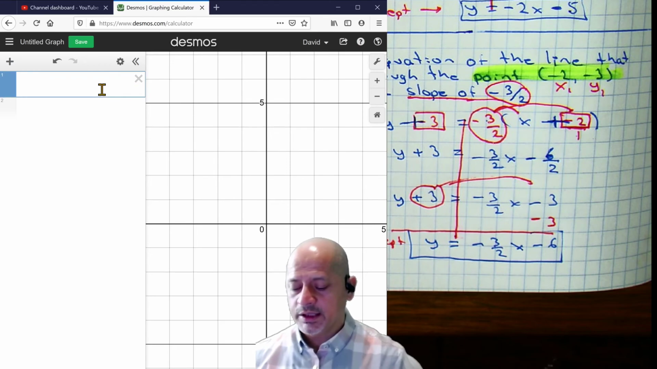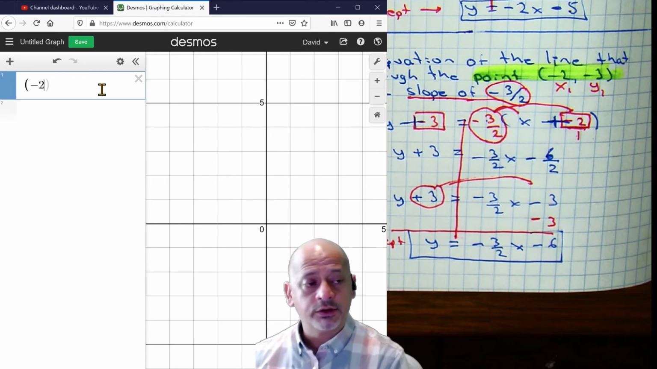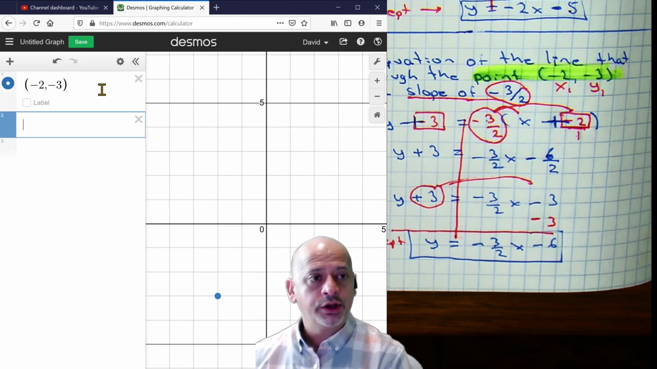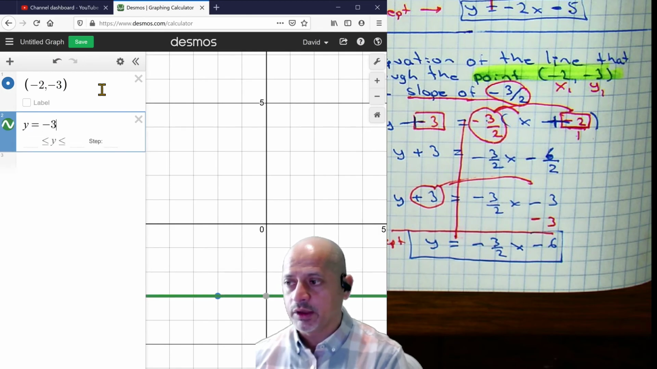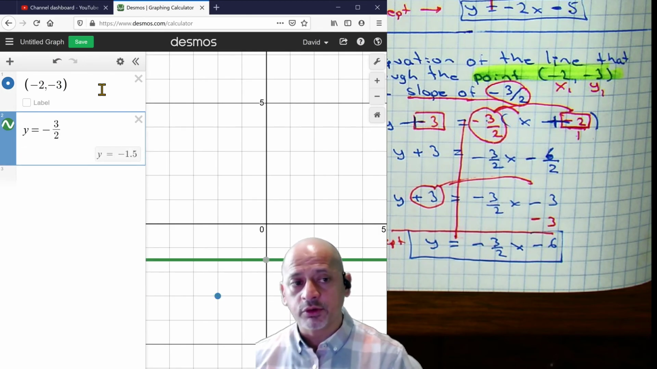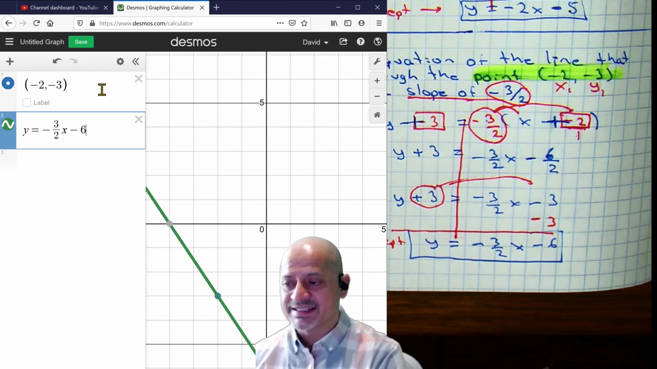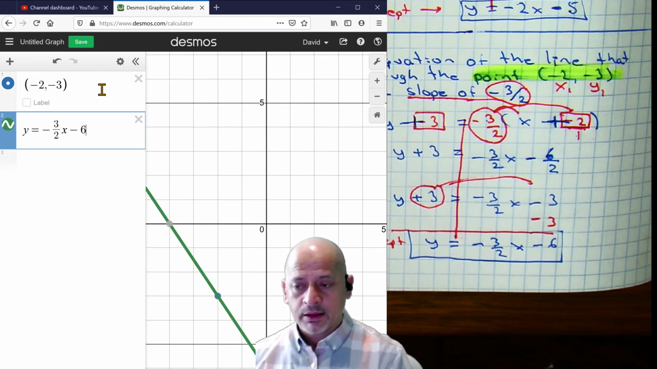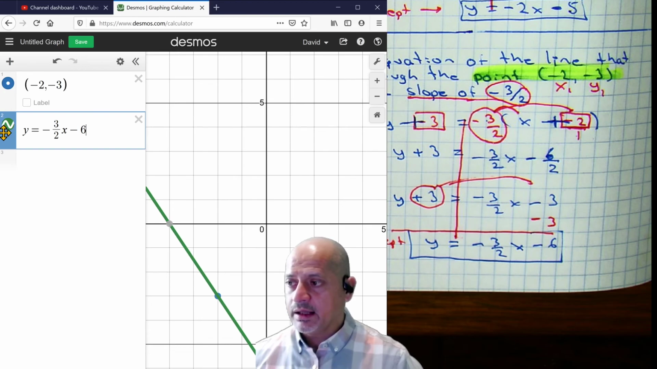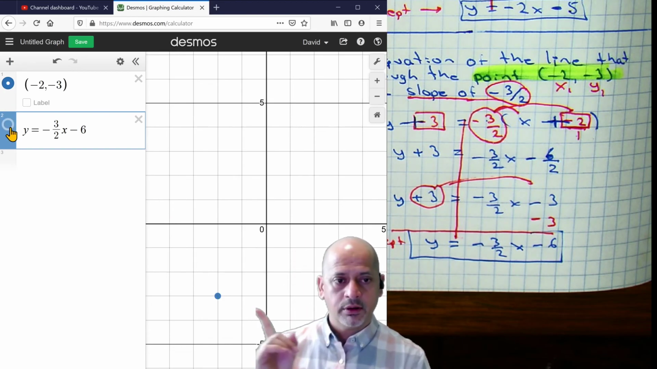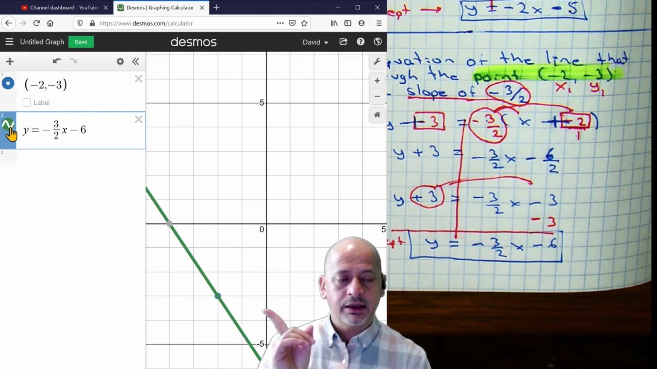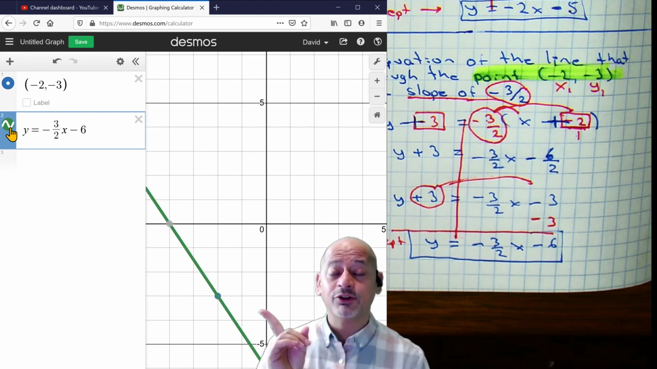So now I'm going to go ahead and type in my point. So my point that they give us is negative 2 and negative 3. The equation that we have, the final equation, is y equal to negative 3 over 2, I'm going to move to the right, x minus 6. And notice that here's my point. And here's my line. And it works. It goes through that point.